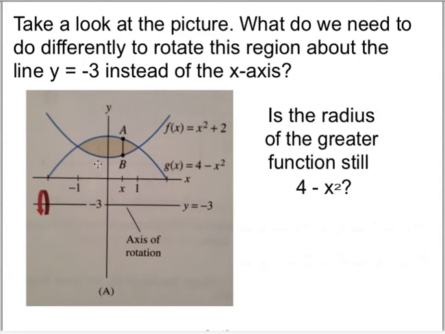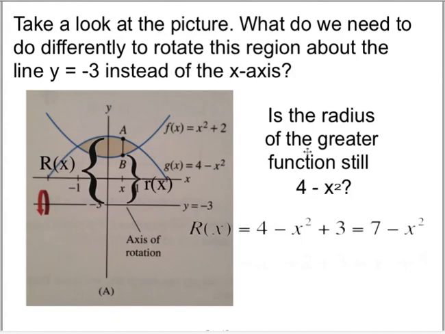And so our new larger radius is not just going to be 4 minus x squared, but now we have to incorporate the additional 3 units. Our smaller radius is not just x squared plus 2, but it's x squared plus 2 plus the additional 3 units that we're moving for our axis of revolution. And so no, 4 minus x squared isn't the greater radius anymore. So now we have to add the 3 units to get 7 minus x squared. And then our small r of x is going to be x squared plus 2 plus 3, that distance from the axis of revolution, and we get x squared plus 5.